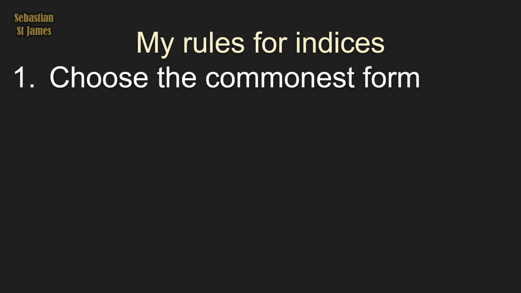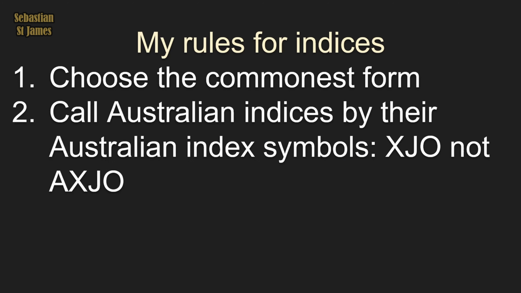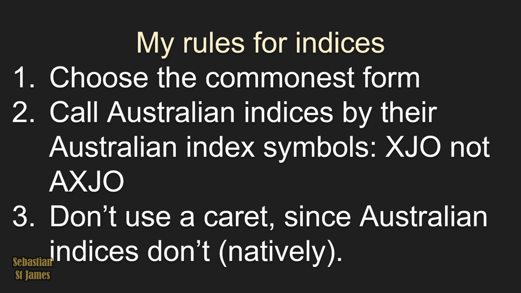So my rule for indices is to choose the commonest form. So I'm not going to choose something that nobody hardly ever uses, and particularly for Australian indices, I'm not going to use American terms. So for example, I'll be using the XJO, not the AXJO. And I've decided not to use carets. I told you I was going to ban them, since Australian indices don't natively use them.